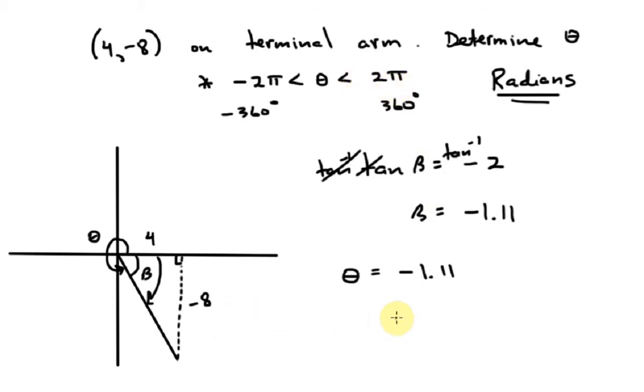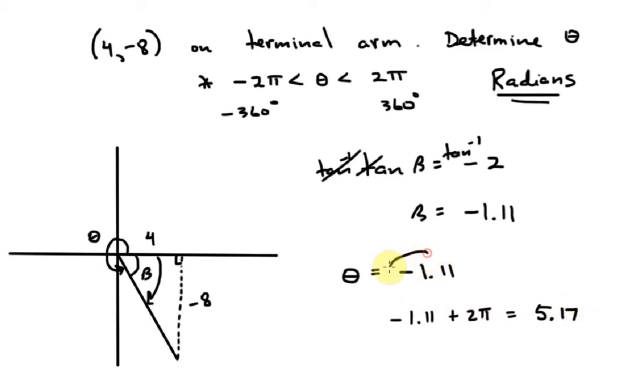All I'm going to do, it's actually pretty simple, is I know I want to end up here. What I want to do is start here and then add a full rotation. So I'm going to add 2 pi to that. If I do that, then I'm going to be in the positive zone, but it's also going to be coterminal to this location. So if I do that, I get 5.17.